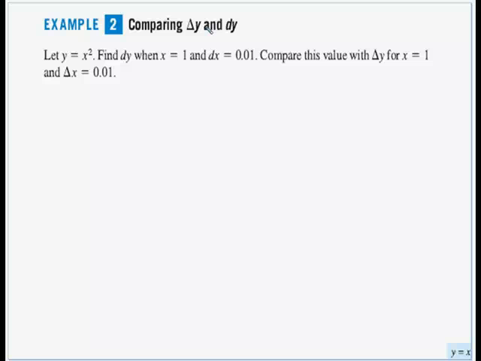Here in example 2, we're going to compare delta y with dy. Again, remember, delta y is the true change in the curve. dy is our approximation of the change on the y-axis. So let's do this as a side-by-side. First, it says let y equal x squared. Find dy when x is 1 and dx is 0.01. And then we're going to compare it with the true change, delta y.